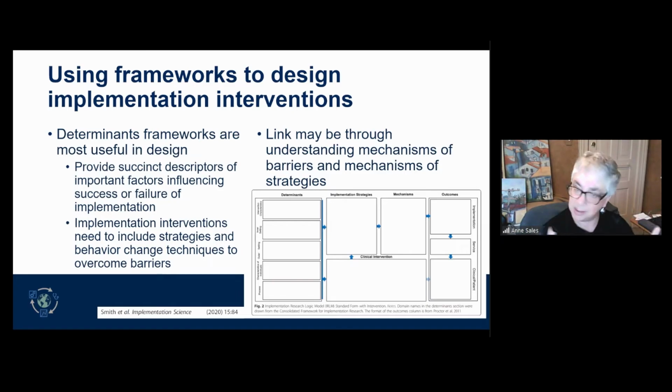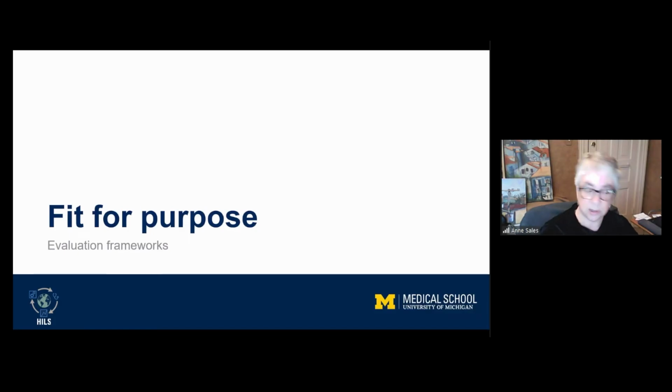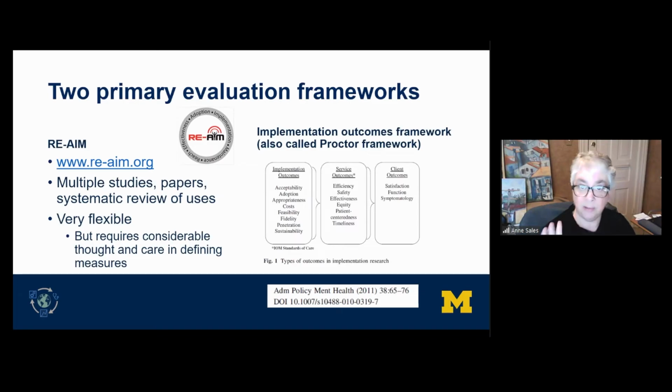So I will stop talking about that there, but just to say that this is kind of the payoff. This is why you've been using a process model and then determinants frameworks. You need to get to this point of designing implementation interventions, which you then enact and put into place. So the last thing I'm going to talk about, and this will be brief, is evaluating what you've done. And this is the role of evaluation frameworks. There are two primary evaluation frameworks in the literature at this point. There are others, but by and large, these two are dominant in the literature. They are very flexible. That's one of the reasons that they're dominant. And they also make sense to people.